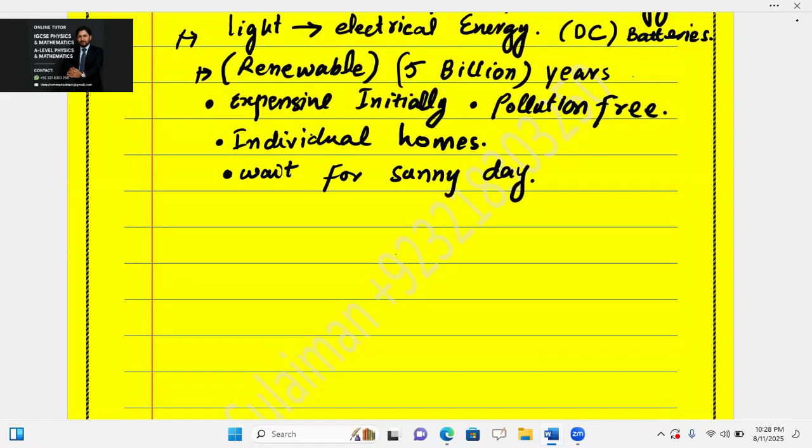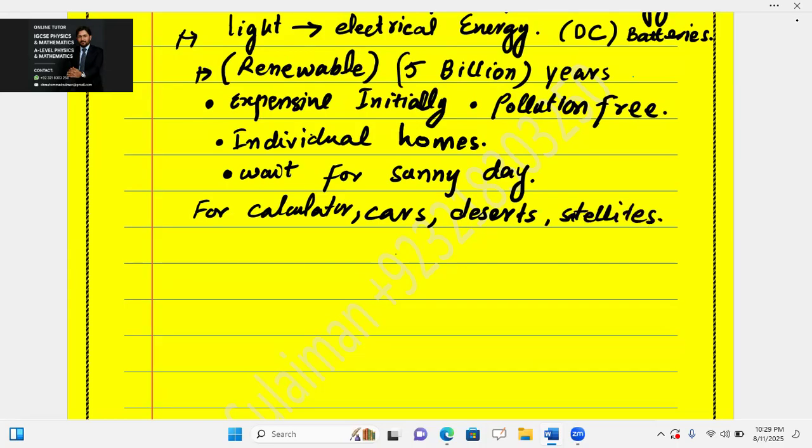On the other hand, solar cells are often the best way to power calculators or watches, which don't use too much energy. They are also used in remote places such as deserts, and in satellites. Nowadays we can use them for cars too, wherever electricity is required, with the help of sunlight.